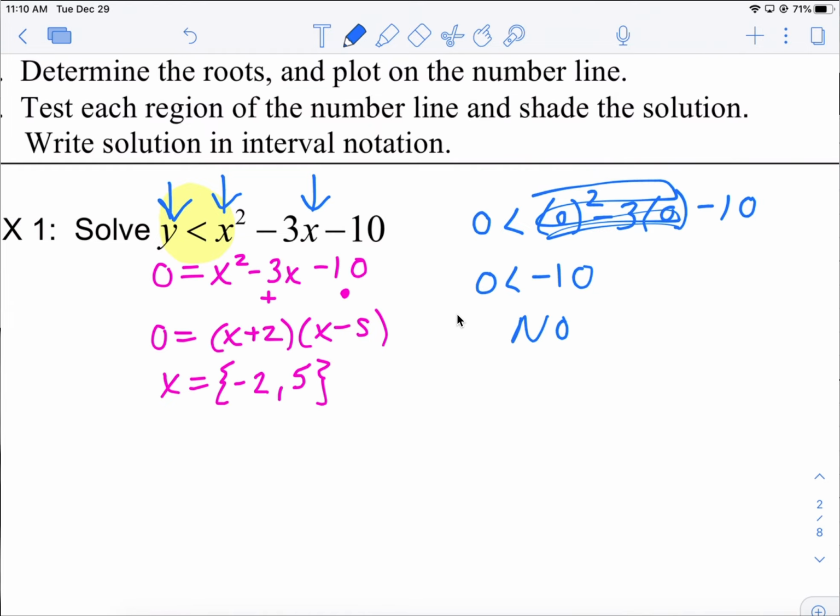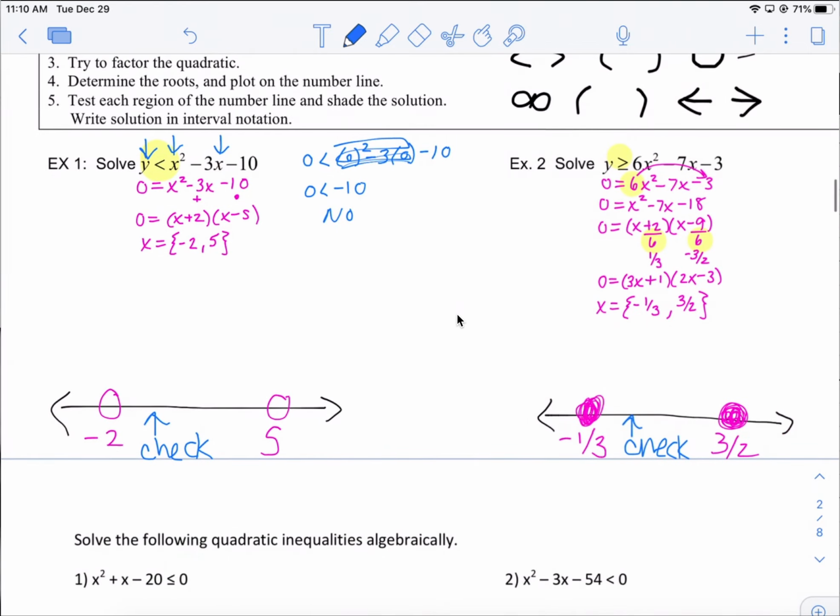No way, Jose. That does not work, which means that my graph, I do not want to shade in the middle. I want to shade on the outsides. So my graph would look like this. Shading to the right, shading to the left on the outsides. Now, we're not done. We're just talking about the shading right now.